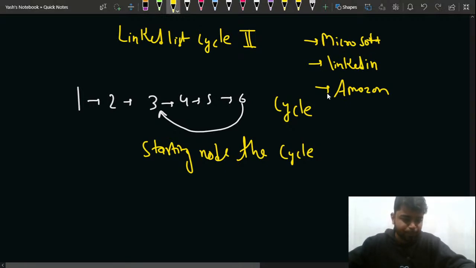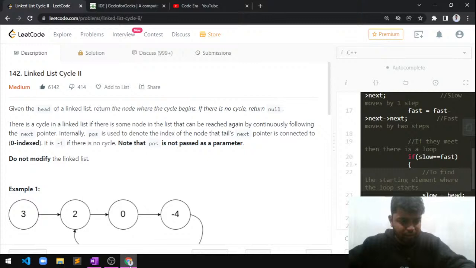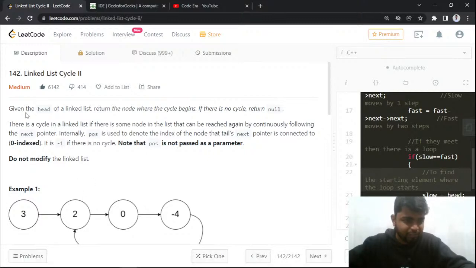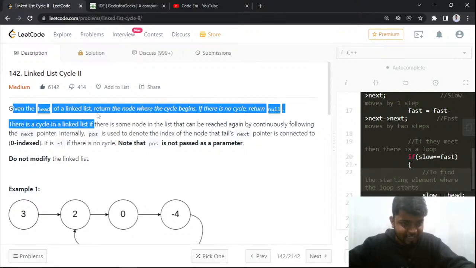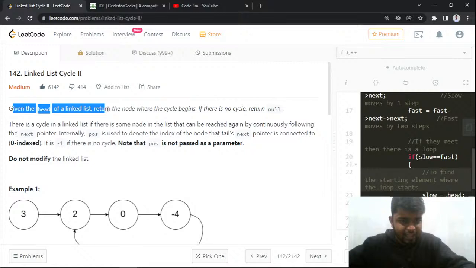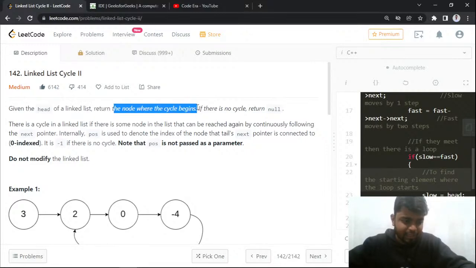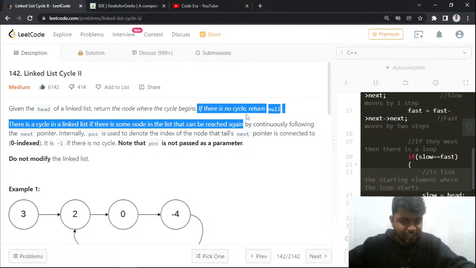So now talking about this problem, what you have to do is basically you have been given the head of the linked list. Okay, and you have to return the node where the cycle is beginning. If there is a cycle, then you have to return the node where the cycle is beginning. Otherwise, if there is nothing like that, you have to return null.